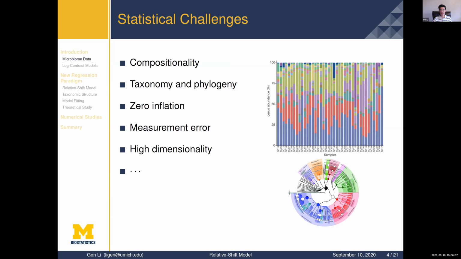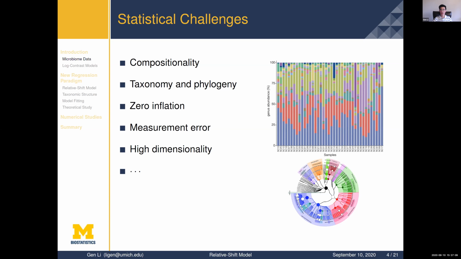Another is that there usually exists taxonomic or phylogenetic information among the microbes. The taxonomy and phylogeny can be represented as a tree. Shown here, you can see a phylogenetic tree structure among the microbes. This information is commonly known as extrinsic information for the data.